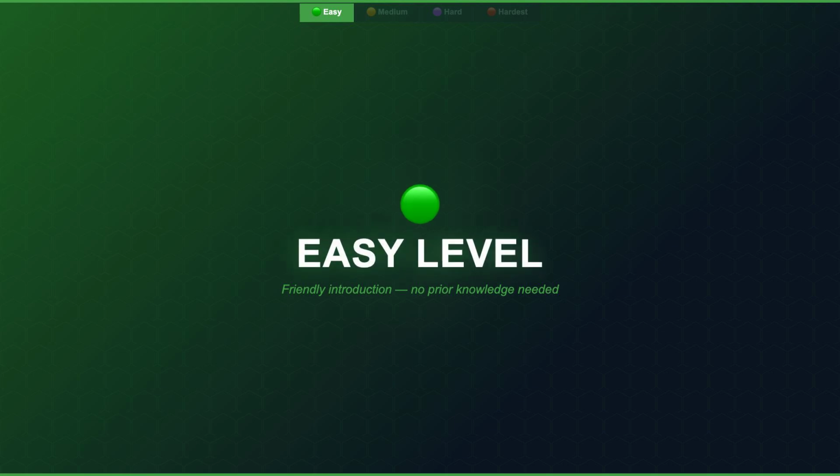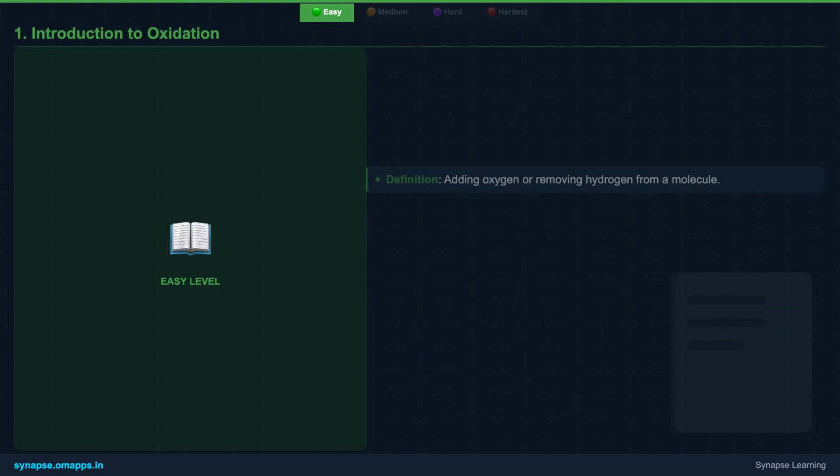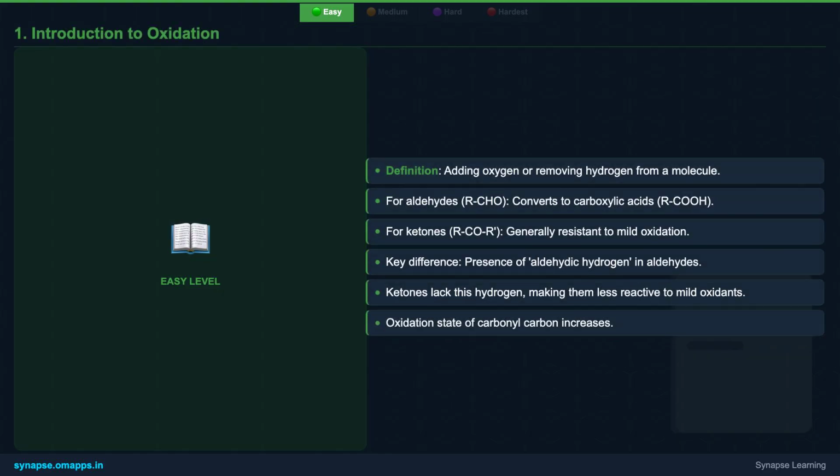Let's kick things off with the basics of oxidation for aldehydes and ketones. What makes them react differently? Oxidation, in simple terms for organic compounds, often means gaining oxygen or losing hydrogen. When we talk about aldehydes, they typically get converted into carboxylic acids. Imagine adding an oxygen atom right next to that carbon.